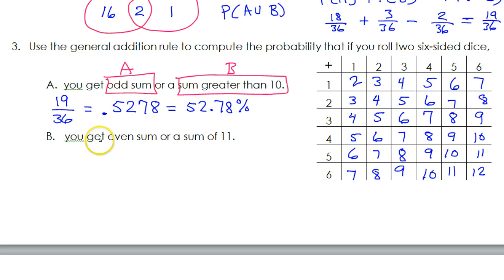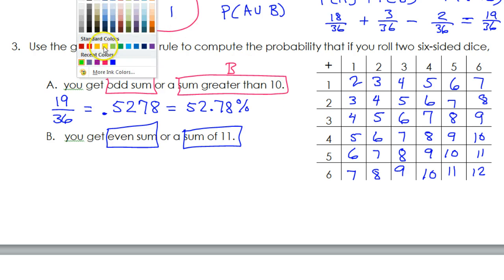How about the probability that you get an even sum or a sum of 11? Okay, so these are the two events: even sum or the sum of 11. So an even sum, how do we want to do this?